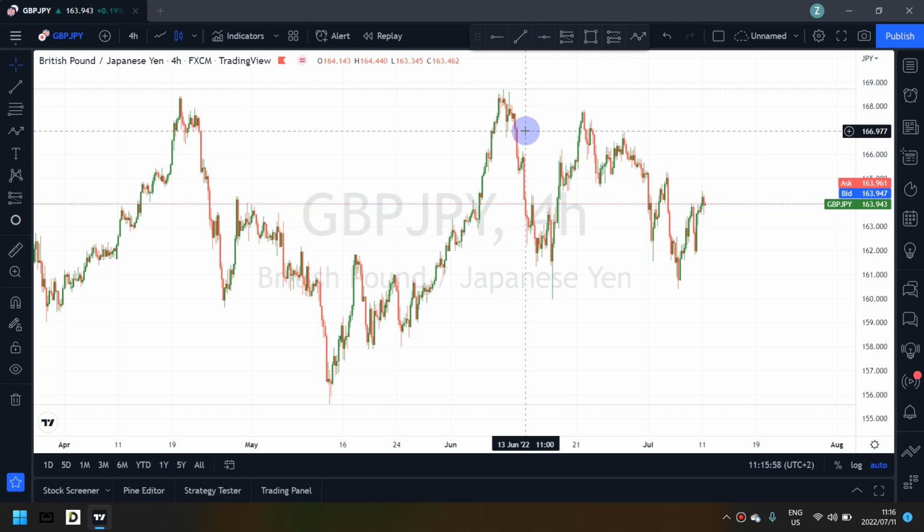Our pair for today's video is the British pound versus the Japanese yen, in short, the GBPJPY. So, without any further waste of time, let's get on with the video. Let's analyze to find setups, and remember, no setups, no trade. Let's get it.